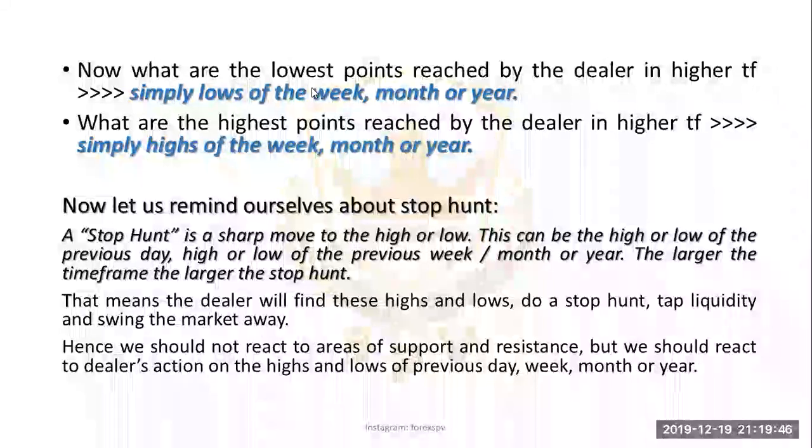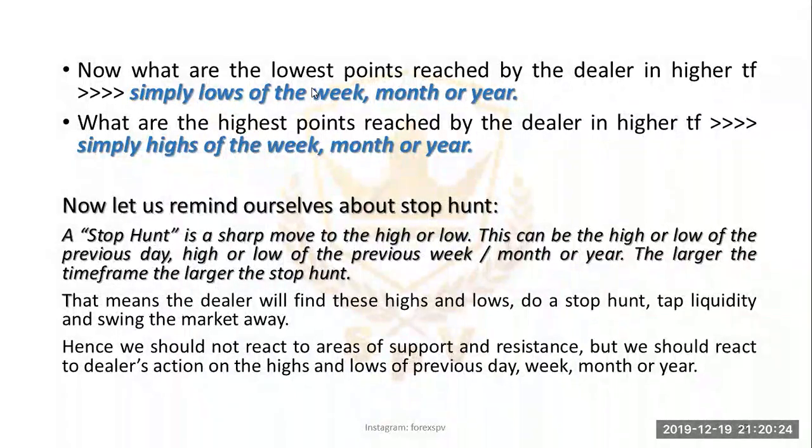Now, why does the dealer look for these areas of support and resistance? Let us remind ourselves about stop hunt. What is a stop hunt? We can define a stop hunt as a sharp move to the high or low, which can be the high or low of the previous day, or the high or low of the previous week, month, or year. And the larger the time frame, the larger the stop hunt. So the dealer would find these highs and lows to do a stop hunt, tap liquidity at that specific point, and then swing the market away.